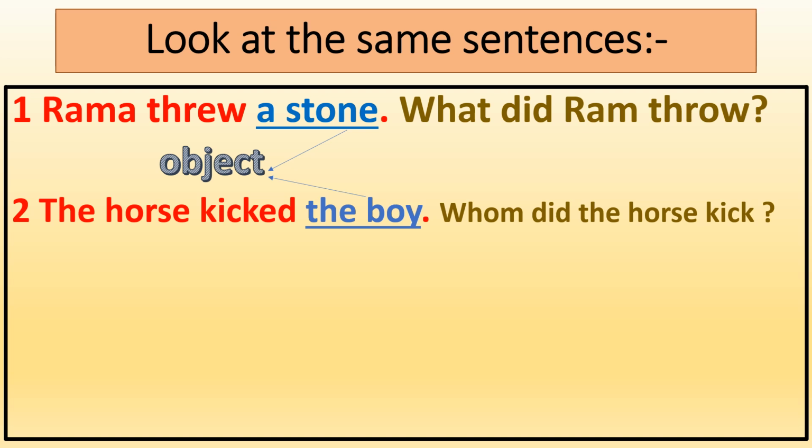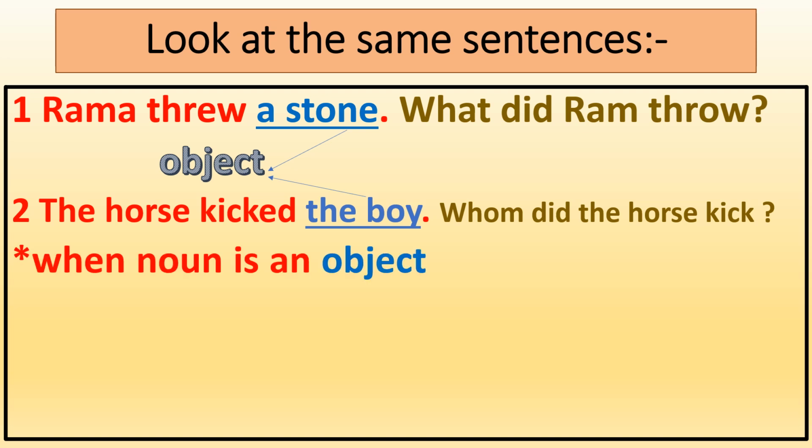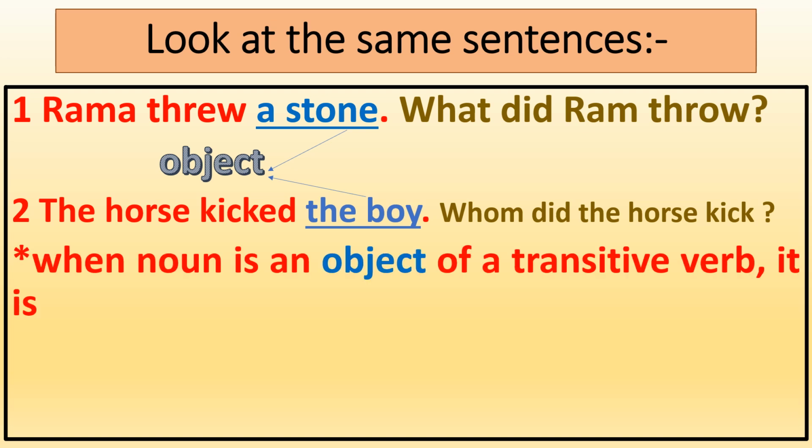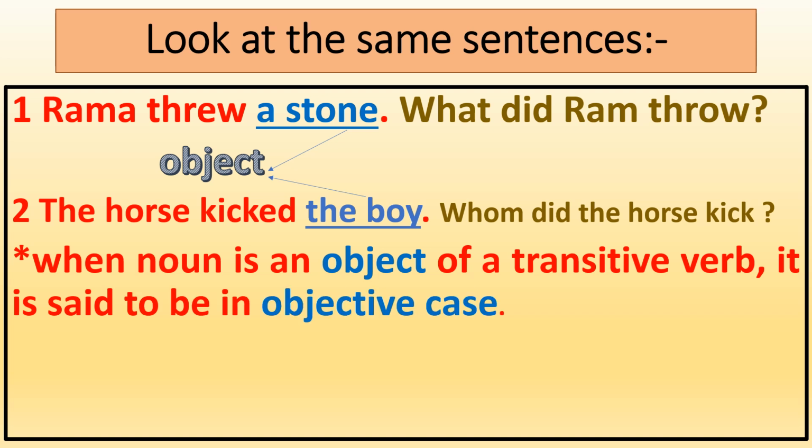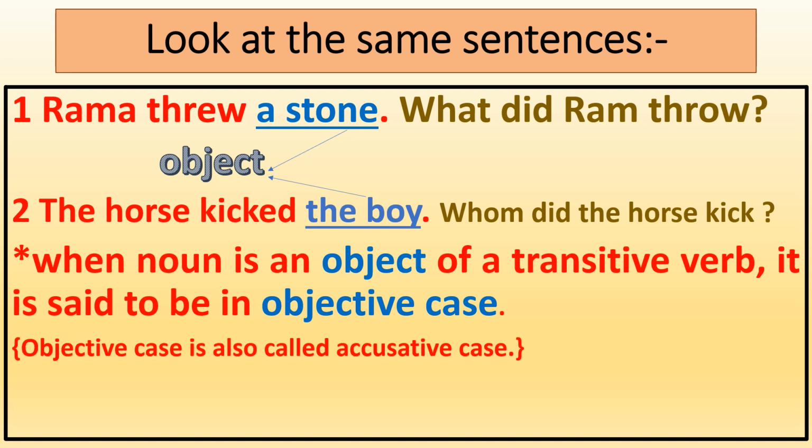When a noun is the object of the transitive verb, it is said to be in the objective case. So the noun stone in sentence 1 and the noun boy in sentence 2 are in the objective case. The objective case is also called the accusative case. It is the case of the object, receiver of an action.